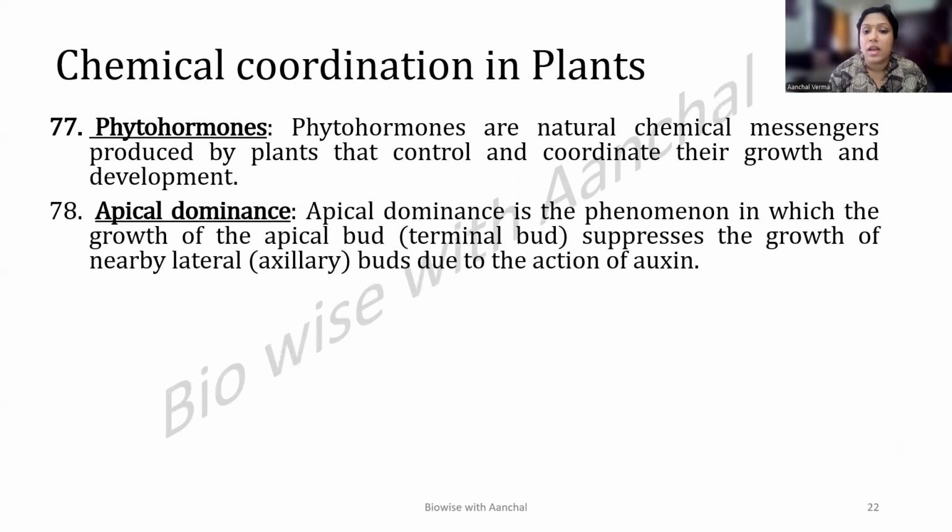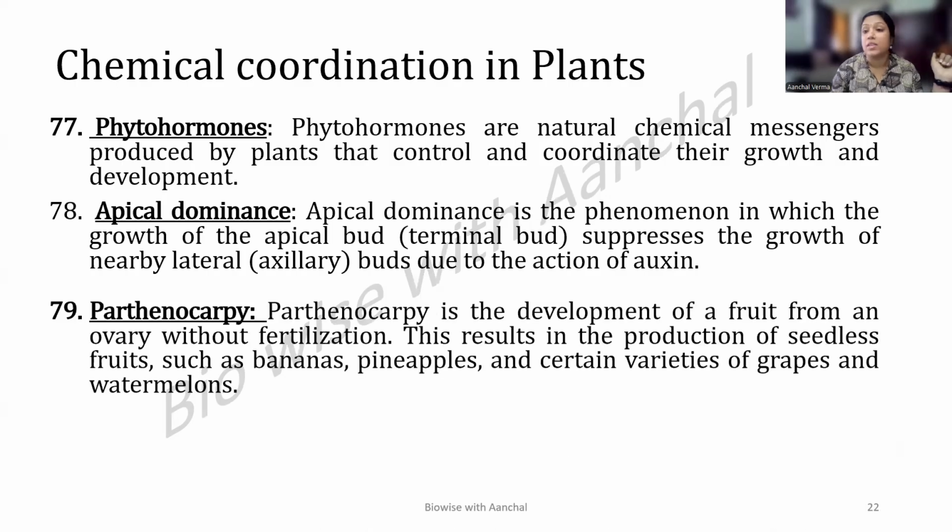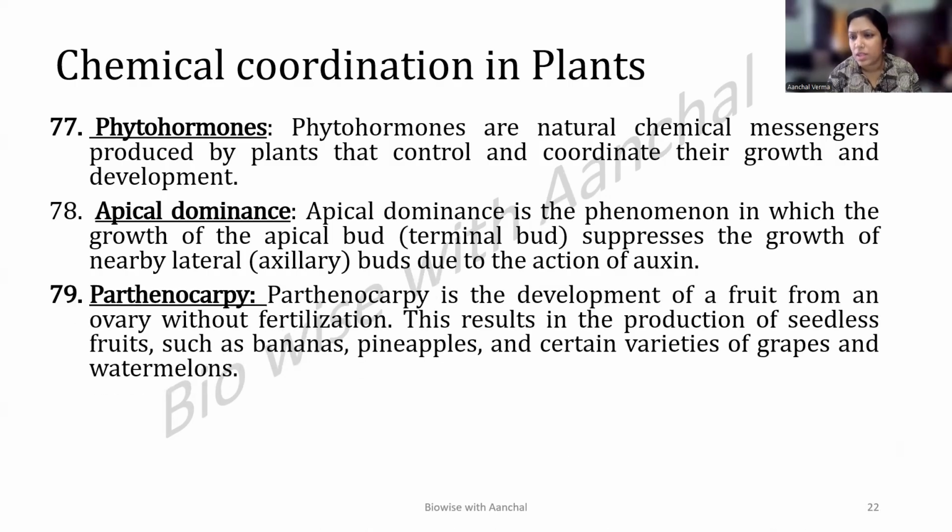Apical dominance. Apical dominance is the phenomenon in which the growth of the apical bud suppresses the growth of the nearby lateral buds due to the action of auxin. So in all definitions, you see that I have given the definition along with the hormone that is important for that. Right, so that completes the answer. So even if the examiner has put some marks for auxin, some marks for suppression of lateral buds, you will get your marks.